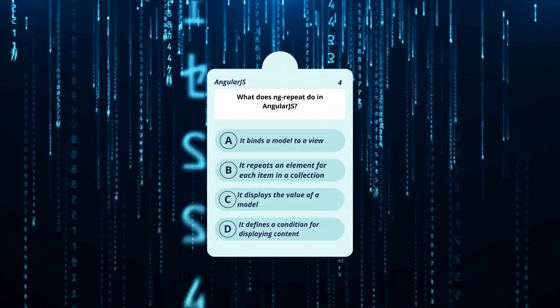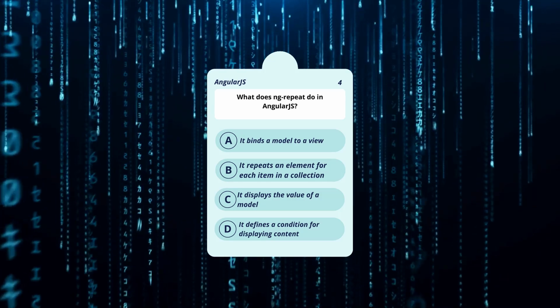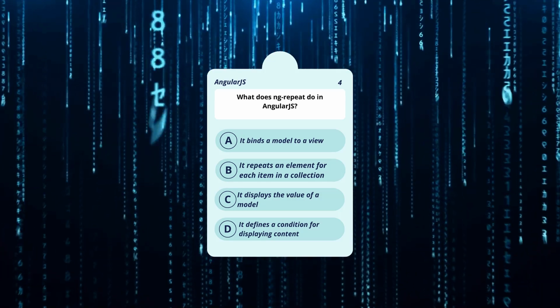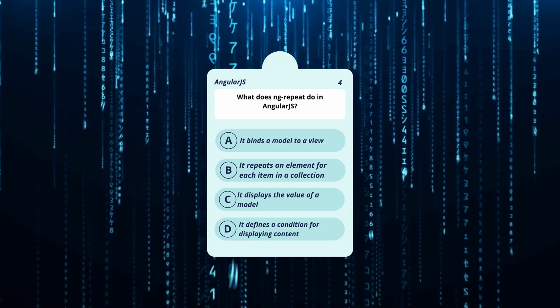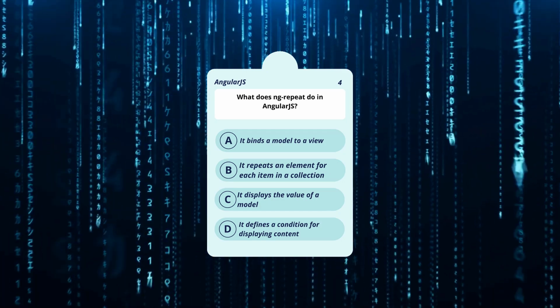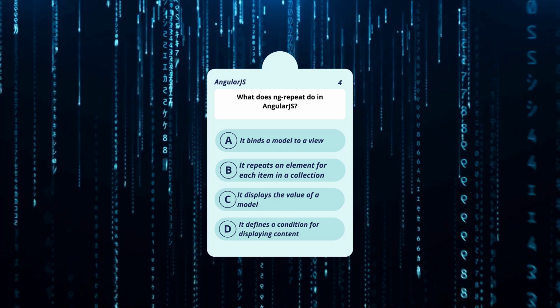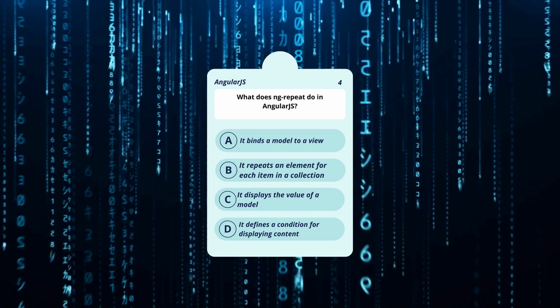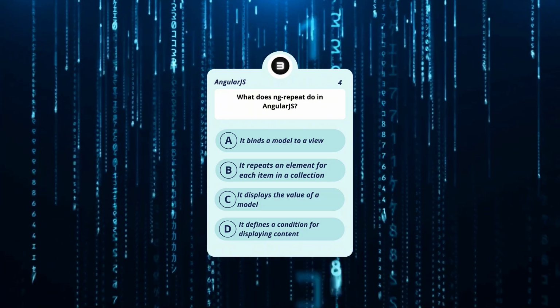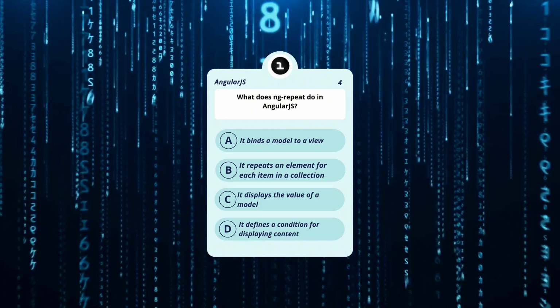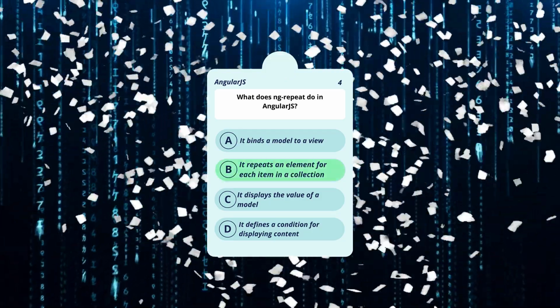What does ngRepeat do in AngularJS? A. It binds a model to a view. B. It repeats an element for each item in a collection. C. It displays the value of a model. D. It defines a condition for displaying content. Answer B.